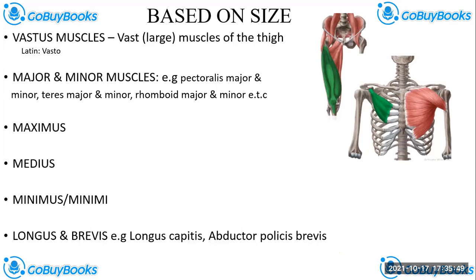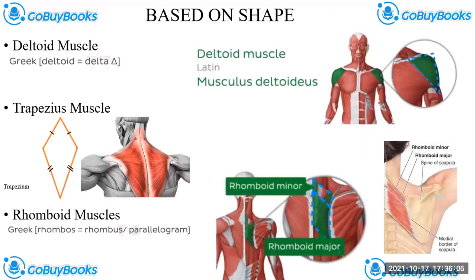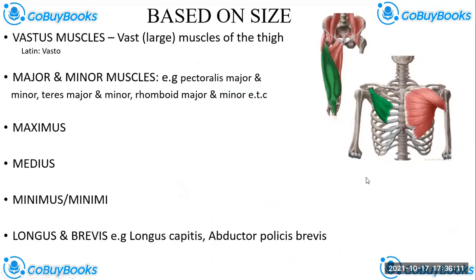So I think now this kind of reinforced what I said last time when we were talking about the rhomboid muscles. You can see that muscles are usually named as a combination of words. You can see rhomboid minor, rhomboid major. So I hope you get and understand that.